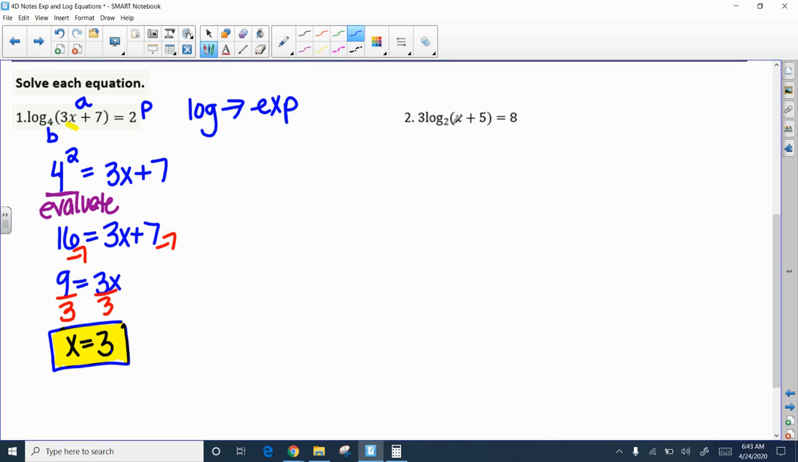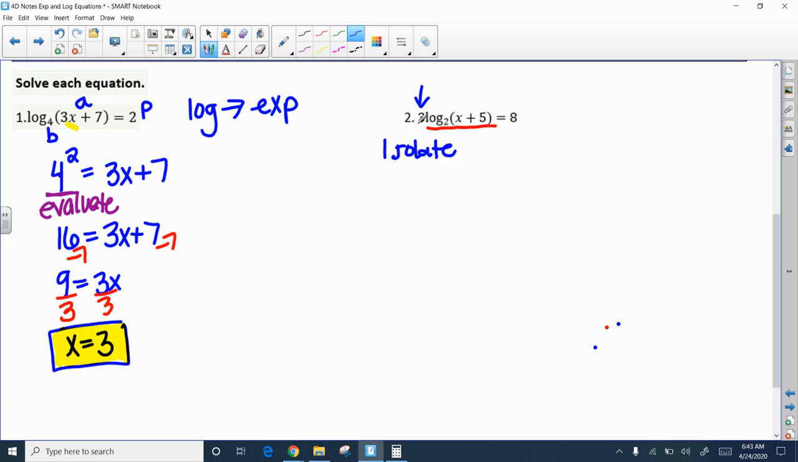So now let's look at number 2. This one has 3 log base 2 of x plus 5 equals 8. So to solve this one, first, we are going to need to isolate the logarithm. So the logarithm is this part, log base b of a. Notice there is this 3 in front that we're going to have to get rid of before we can solve this. So step 1, remember, is to isolate.